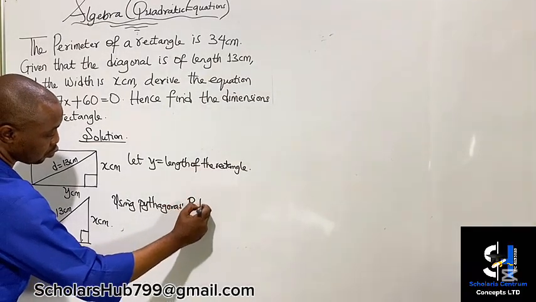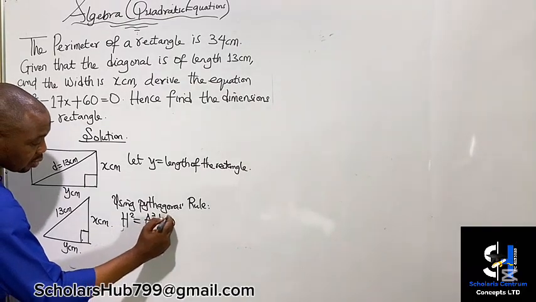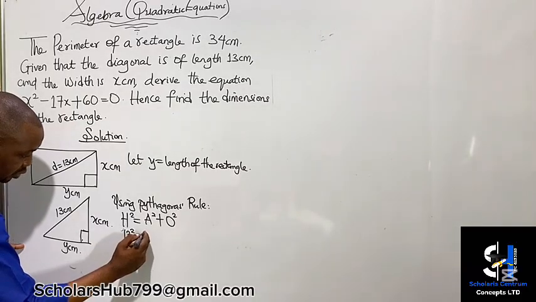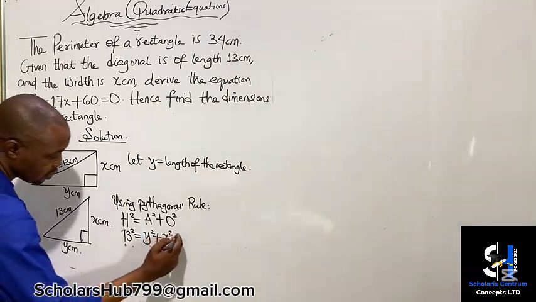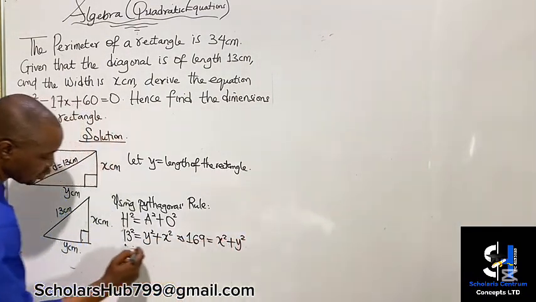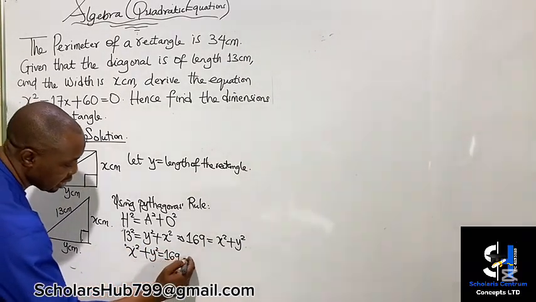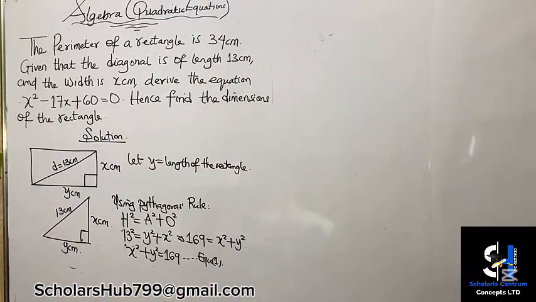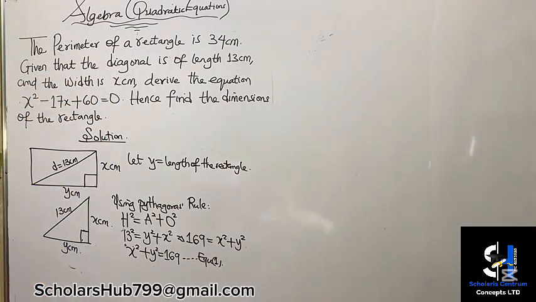Using Pythagoras rule, we have the hypotenuse squared equals adjacent squared plus opposite squared. The hypotenuse is 13, so we have 13 squared equals the adjacent, which is y squared, plus x squared. So this will be 169, which is 13 squared, equals x squared plus y squared. So we can say that x squared plus y squared equals 169, and that is equation 1.